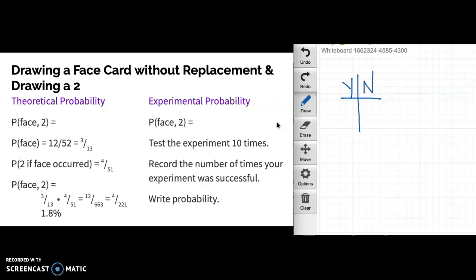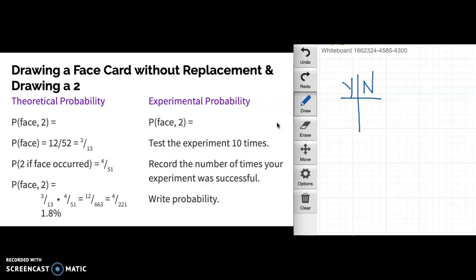All right, when I did this, I was successful 1 time. So my probability was 1 out of 10, which is 10%, which was a lot higher than I expected it to be. I did not expect to be successful at all. So I would expect that if I continue doing the experiment a lot more than 10 times, I would start to see my experimental probability drop a lot closer to that theoretical probability.